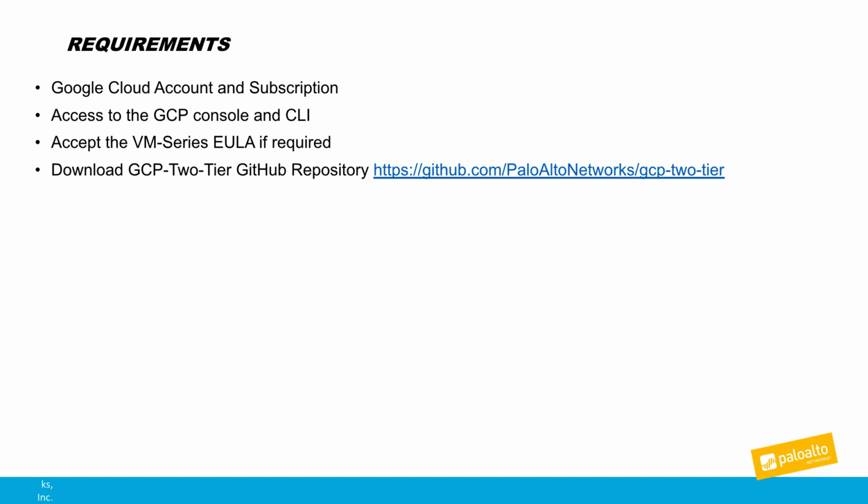Once we have all of this in place, we will need to have access to Google Console, which of course we will get as soon as we register, and we will also need to use the command line interface to start the deployments, and for that you will need to install the Google SDK on your machine. Besides this, our strong advice is to double check in the marketplace if you need to accept the VM-Series end user license agreement, because for this deployment we will be using pay-as-you-go images.